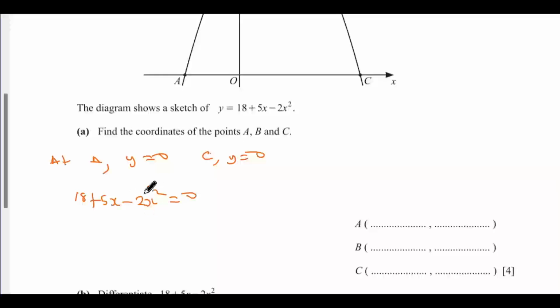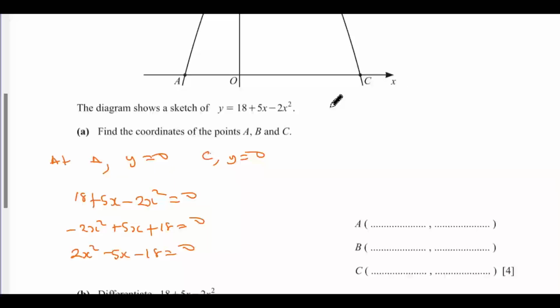So we can rearrange this. We have minus 2x squared plus 5x plus 18 equals 0. We can multiply through by negative, so that will leave us with 2x squared minus 5x minus 18 equals 0. We can use the factorization method to solve this.